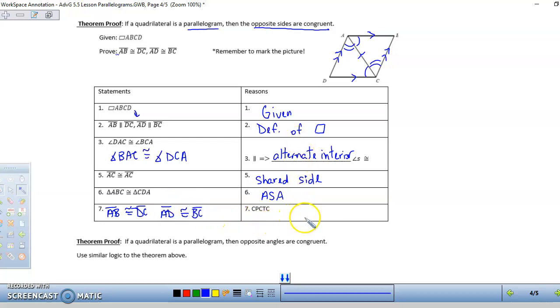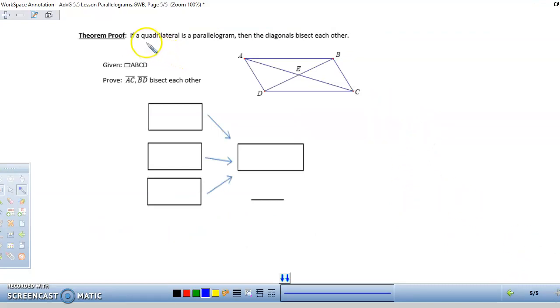for a theorem. Now you can prove opposite angles are congruent using pretty much the same logic, just a different CPCTC. So I'm not going to go through that. But lastly, if a quadrilateral is a parallelogram, then the diagonals bisect each other. So this one I'm just going to talk you through. So the main point here is parallelogram, actually all of the quadrilateral theorems that we're going to do are really based on congruent triangles. So this format right here is super important for all of these proofs.